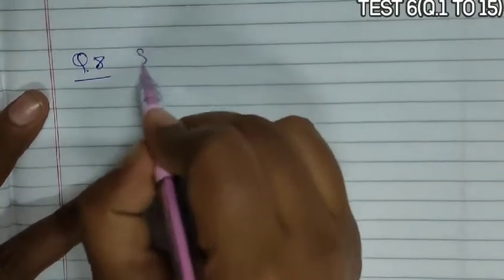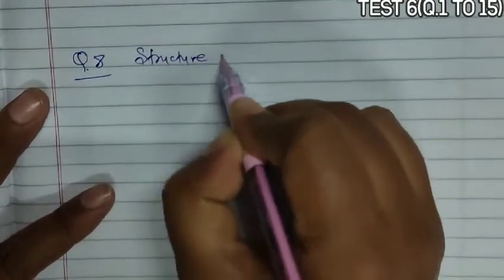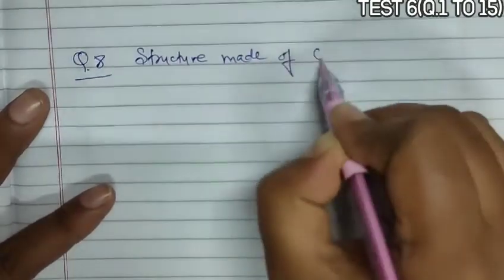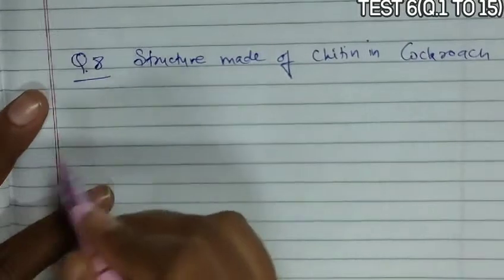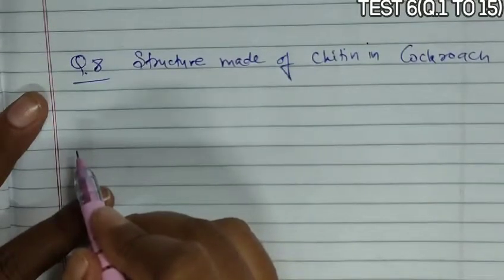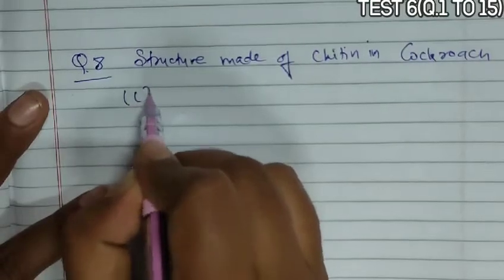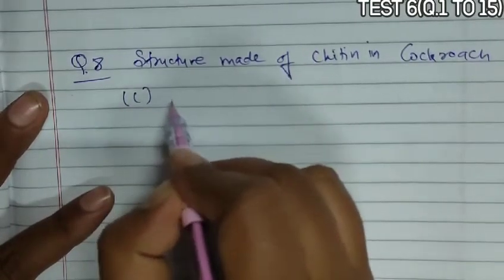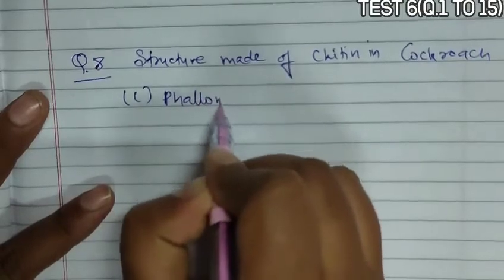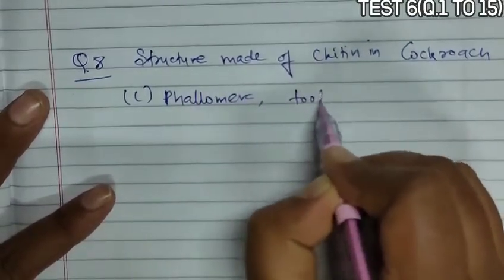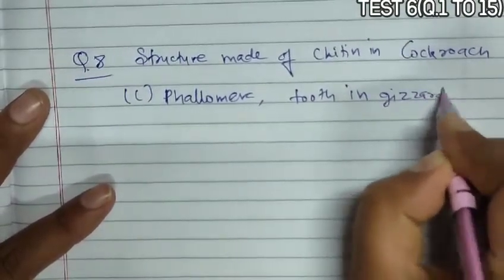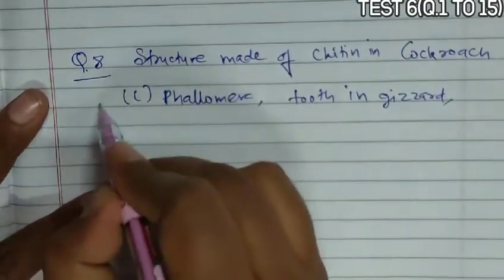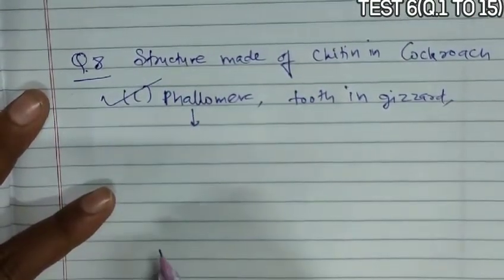Question 8 asks which structure is made of chitin in cockroach. A structure made of chitin in cockroach. Now if we go with this, the answer becomes obviously phallomere, tooth in gizzard, and tergites. That is option C. That is the answer. Now, we should understand what phallomere is.